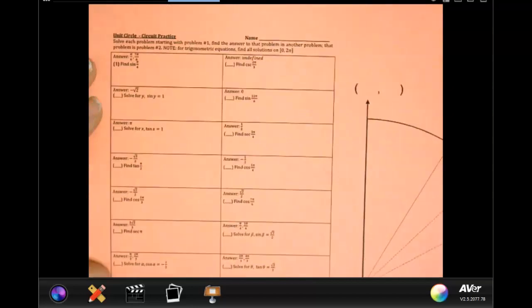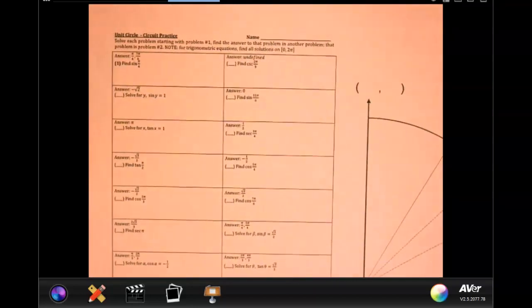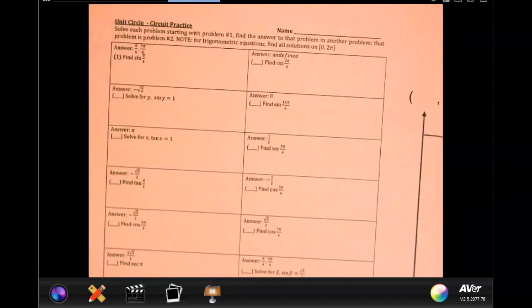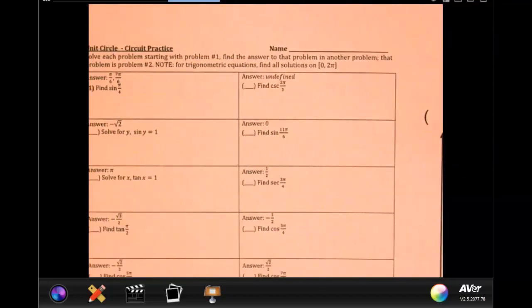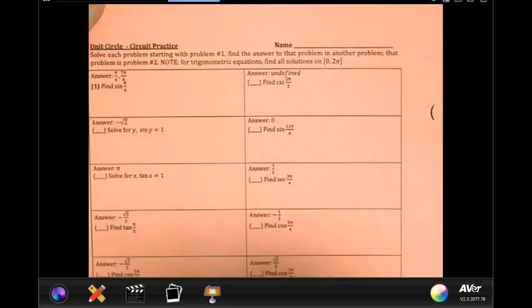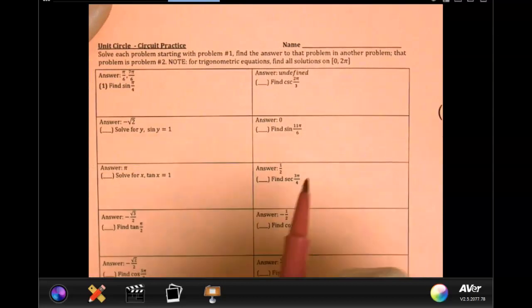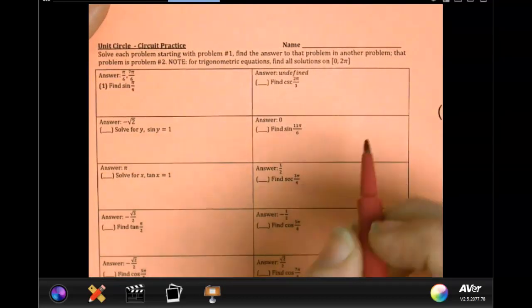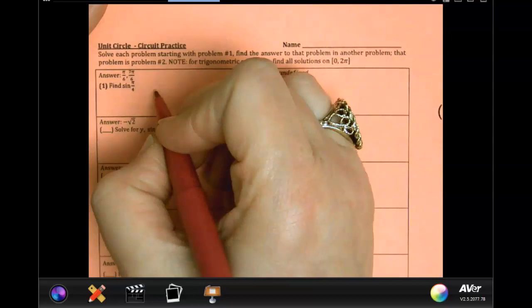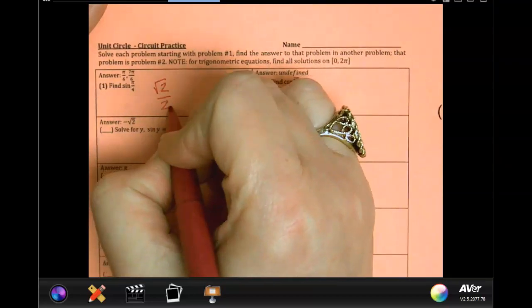Okay. Now I want you to look at this circuit here. So everybody be here. Don't be trying to fill things out. Okay. We've got the circuit. So on number 1, it says find sine of pi fourths. So with your hand trick, what is the sine of pi fourths? Square root of 2 over 2. That's the answer to number 1.